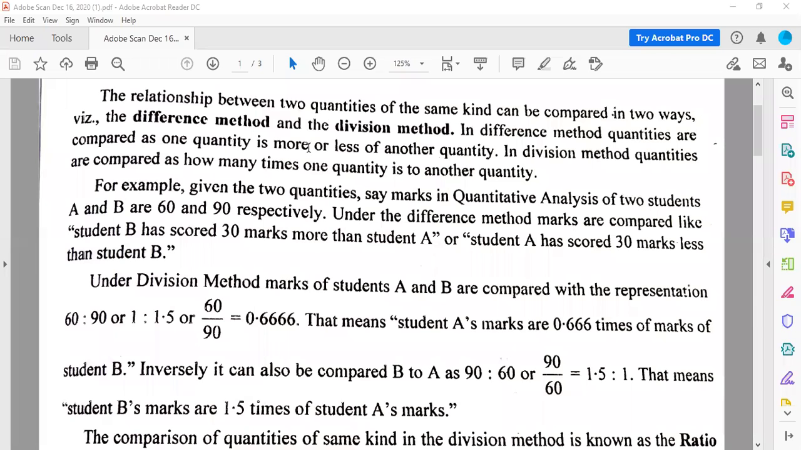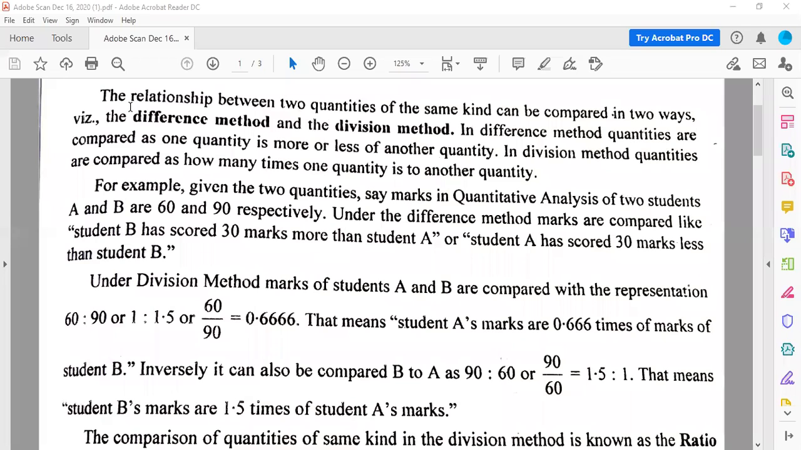So, ratios and proportions. In ratios and proportions, first we have to understand what a ratio is and what a proportion is. So first we will understand what a ratio is. A ratio is the relationship between two quantities of the same kind, which can be compared in two ways.